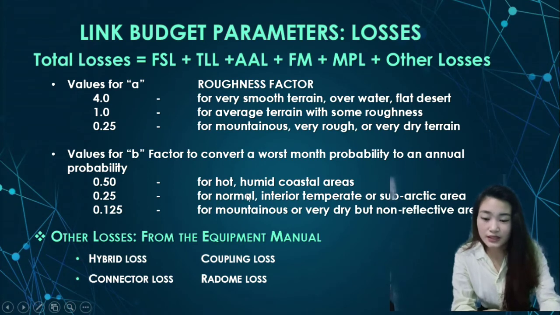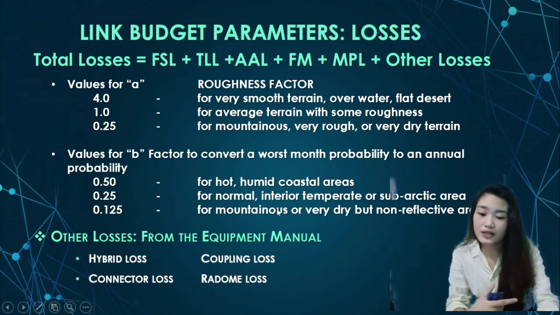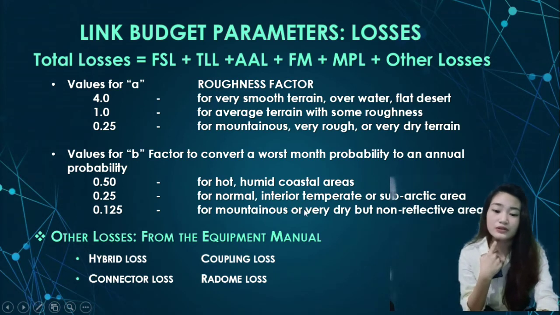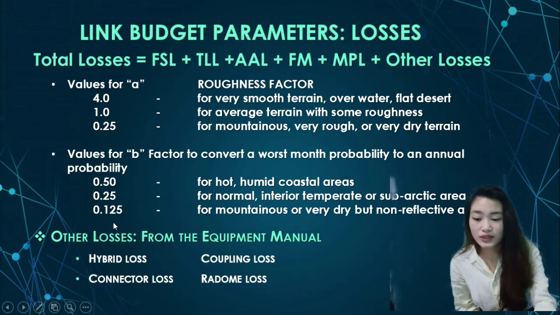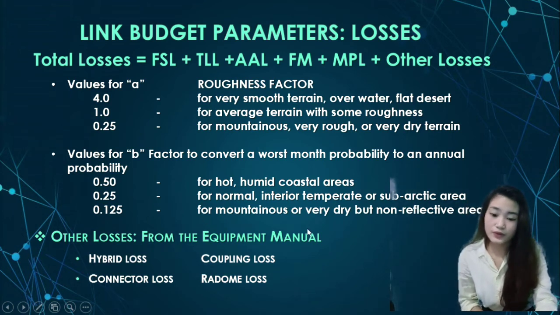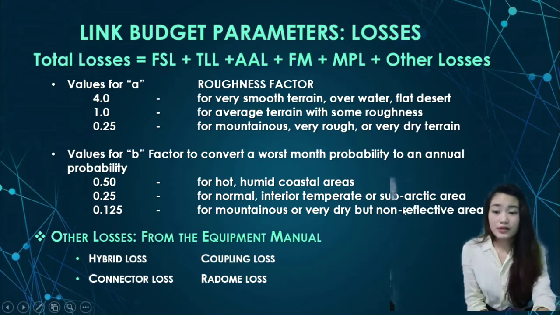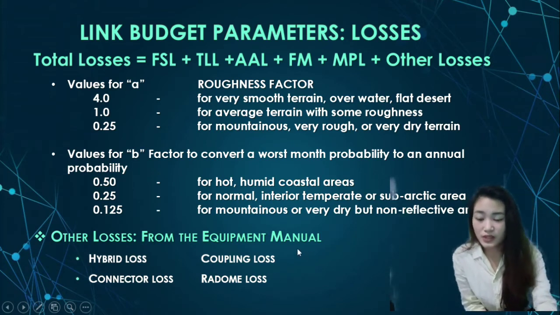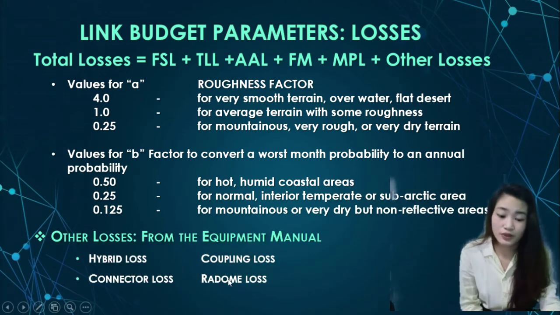0.5 for hot, humid coastal areas, 0.25 for normal interior temperate or subarctic areas, 0.125 for mountainous or very dry but non-reflective areas. Other losses from the equipment manual are the hybrid loss, coupling loss, connector loss, and radome loss.